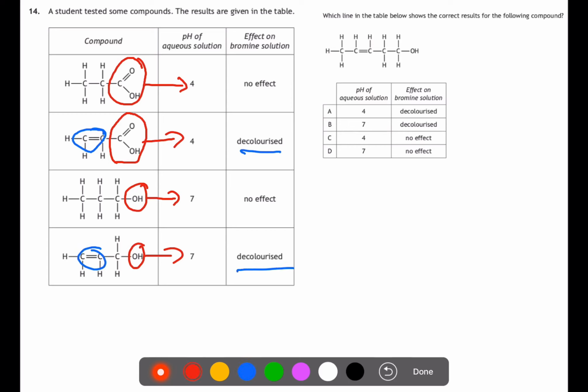So let's look now at the molecule that we have. So this molecule has an OH group, which means that this is going to have pH 7, so it's going to be either B or D. We then need to have a look at the rest of the structure, and we have a C double bond C, which means that it will decolorize bromine water. This leads us to B as the answer.